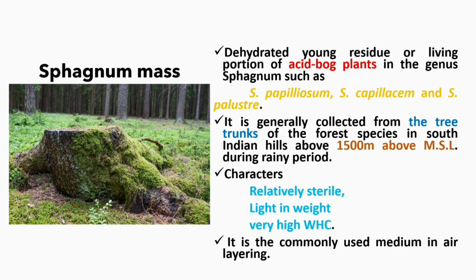Sphagnum moss. Commercially, sphagnum moss is the dehydrated young residue or living portion of acid bog plants in the genus Sphagnum. It is generally collected from the tree trunks of forest species in South Indian hills above 1500 meters mean sea level during the rainy season. It is relatively sterile, light in weight and has high water holding capacity. It is a commonly used medium in air layering.